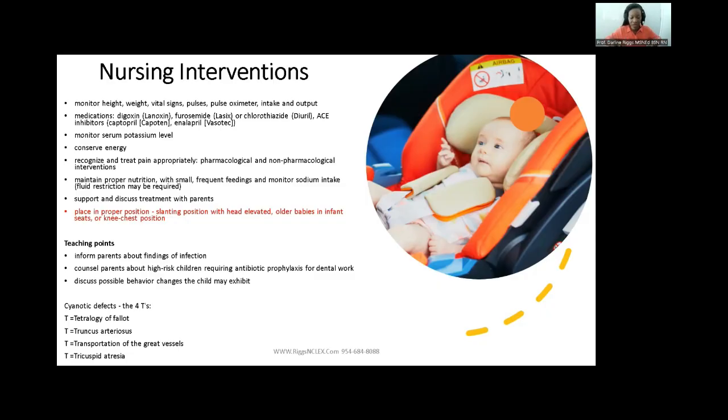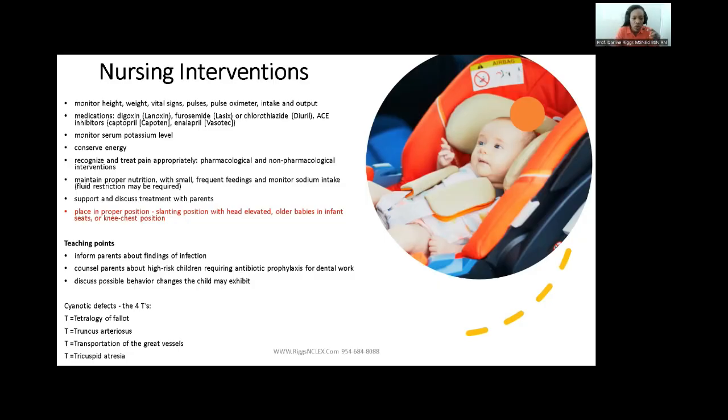And then we even do like a little knee chest. Like we literally take their little feet and we push it towards their chest. So we're squatting for them because they're too young to do it. The older children do it. Okay, so we like to put them in a slant position with the head elevated because we don't want aspiration either. Older babies and infant seat, okay, need knee chest to shunt the blood from the lower extremities to the higher extremities.